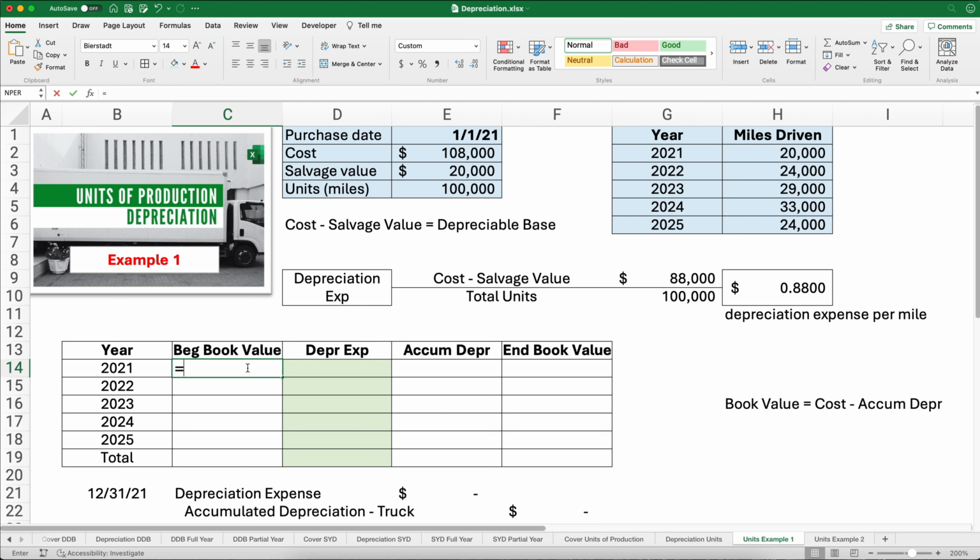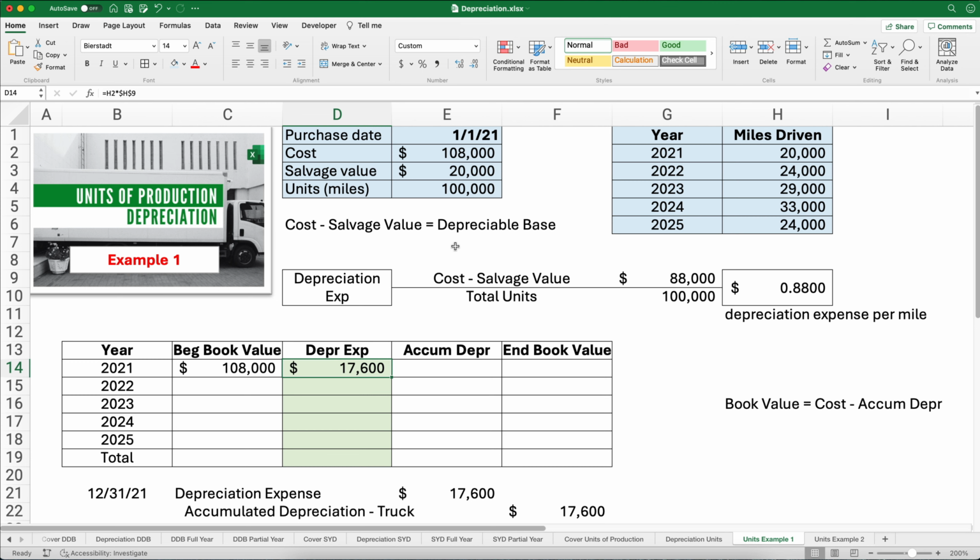So our beginning book value is $108,000. That's our original cost. What is our depreciation expense? Well, we have driven 20,000 miles in 2021, and we're going to multiply that times the 88 cents. Now, I'm going to make 88 cents absolute, so I'm going to put dollar signs in front of the H and the 9. And so if we take 20,000 times 88 cents, then we have depreciation expense of $17,600.